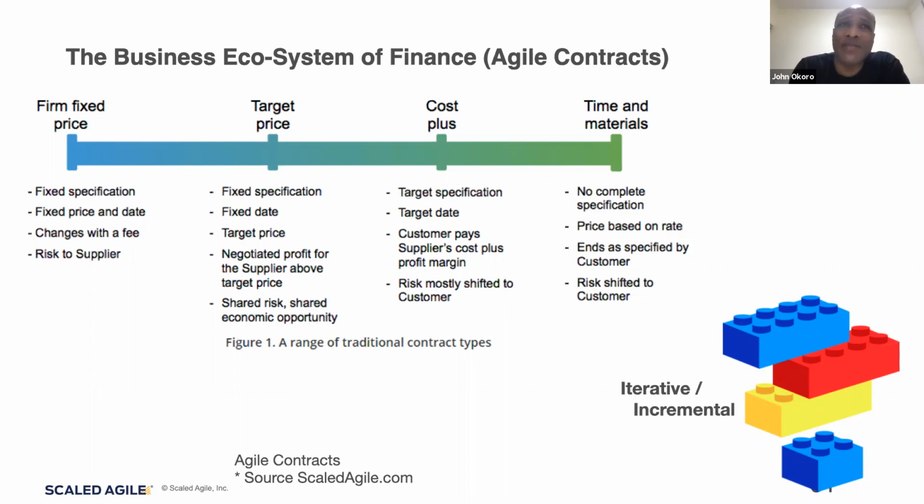Does anybody have an idea why it's hard to do a firm fixed price contract with an Agile implementation? You don't want to fix the scope. Yeah, you don't want to fix the scope. So it's very hard, right? The contract says one thing, but then you're trying to be flexible with your backlogs, adjust your PI planning, and those two are not going to agree, right? That's not going to work.